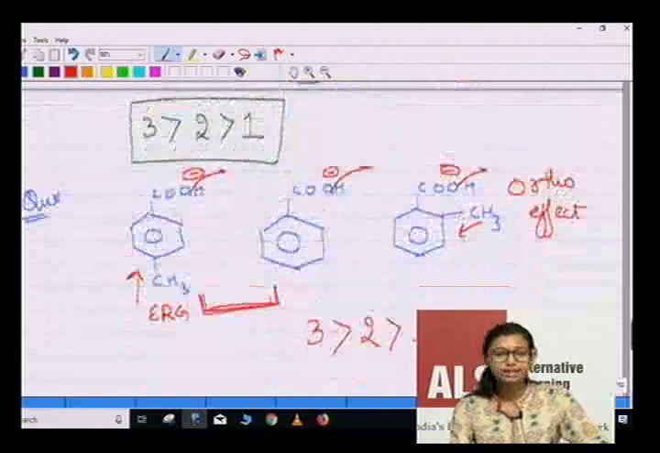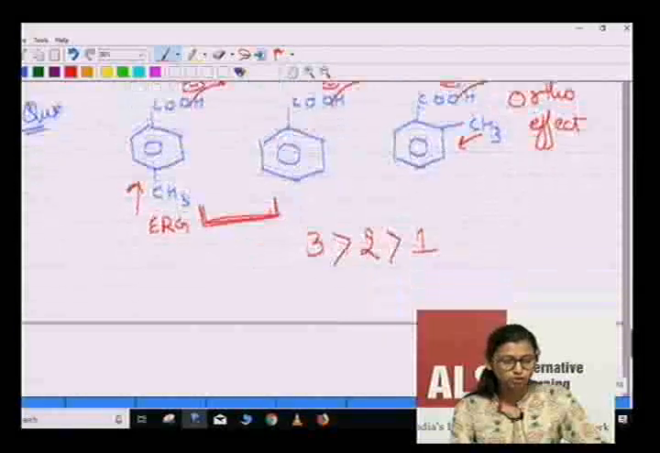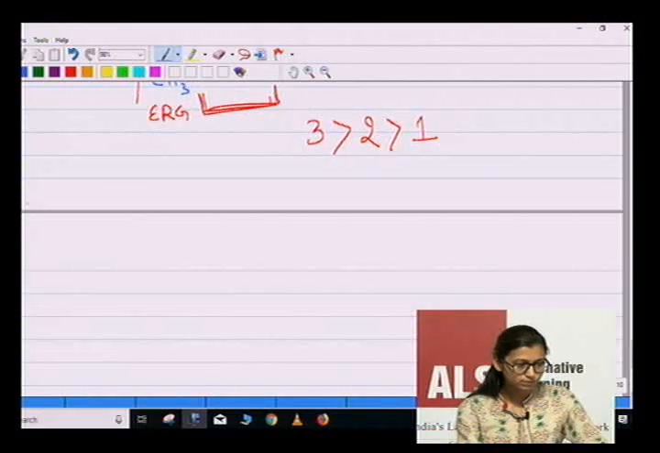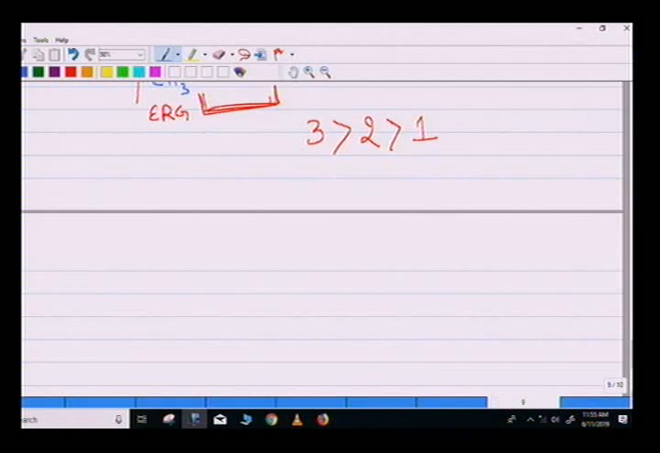So I hope this is clear. Now the ortho effect is clear. Now you can do the questions of ortho effect also. There is one more very interesting concept here, but let me ask you that question first and then I will explain it, okay?